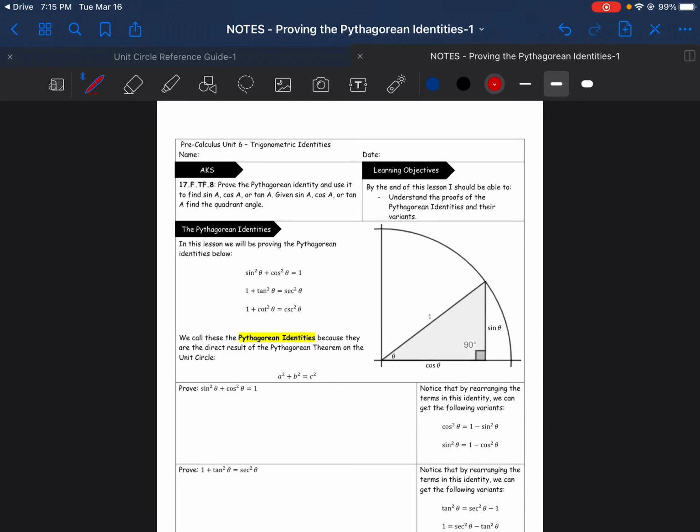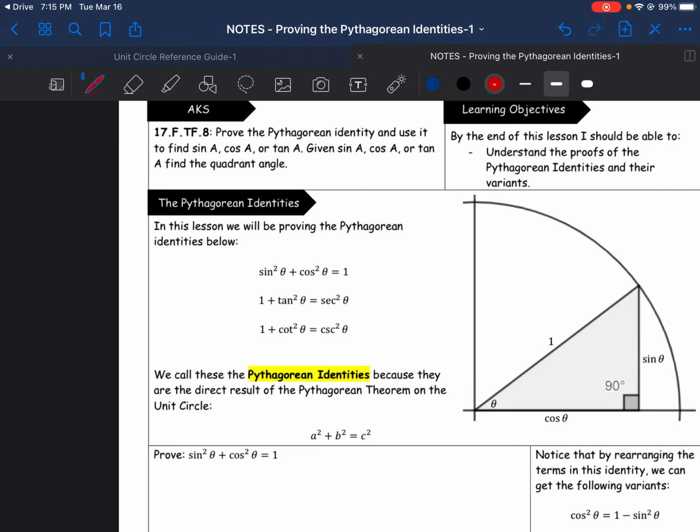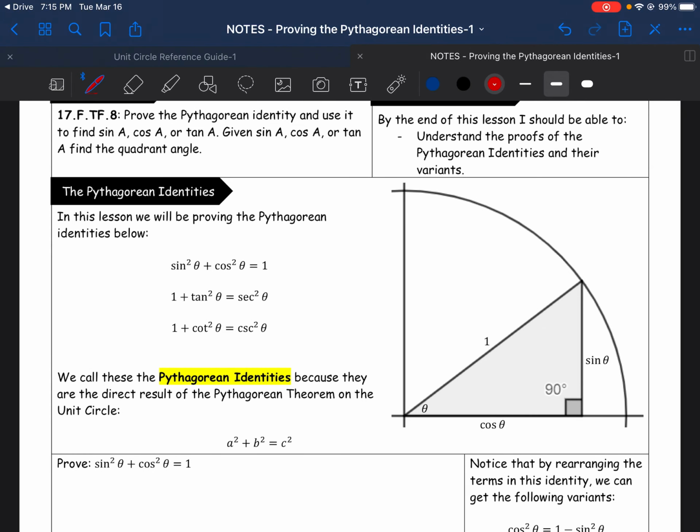In today's video, we're going to be proving the Pythagorean identities. Let's go ahead and get started. So the purpose of today's lesson is to use the Pythagorean theorem to prove the following Pythagorean identities, which are right here. And once we have these proven, we're going to be able to use them to help us simplify a lot of trigonometric expressions.